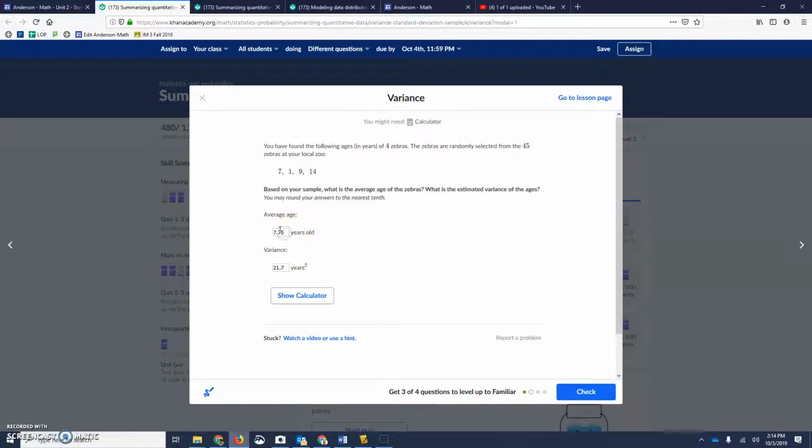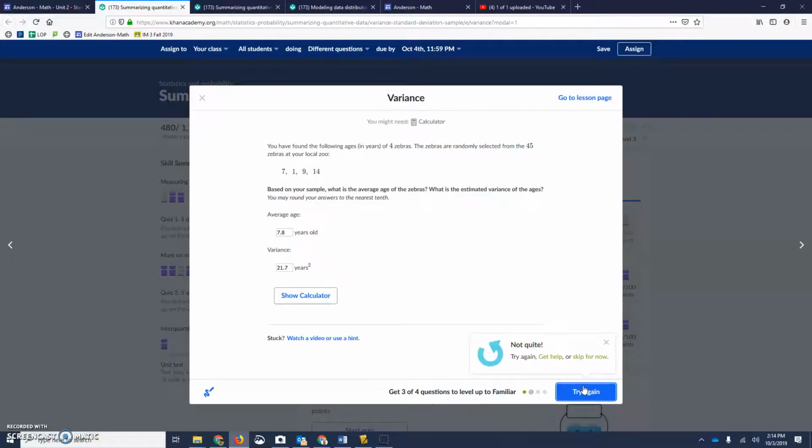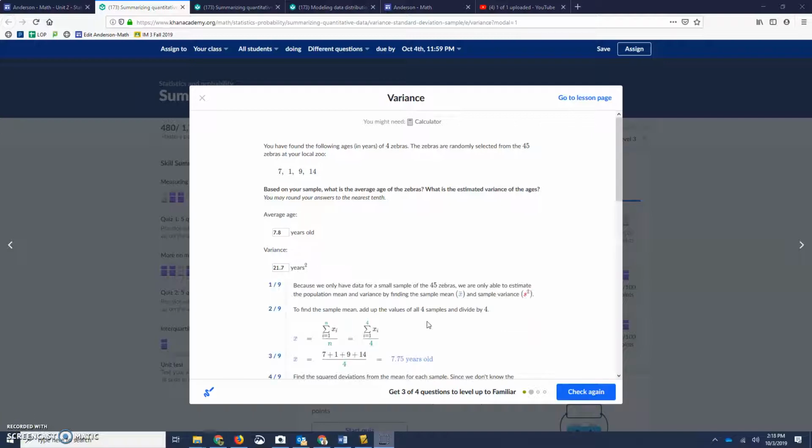Because we're going to go to the tenths, we have to round up that 7 to an 8. And that should be our answers. Interesting. What did we do wrong? Don't know. I figured I did it wrong.